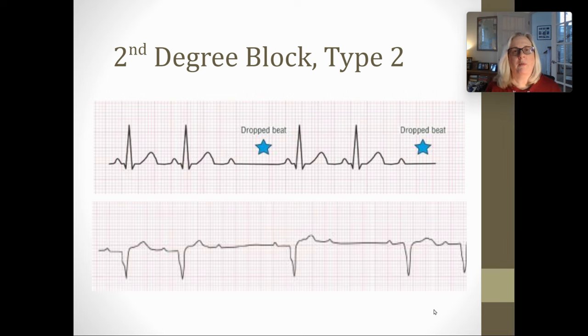Just take a look at this real quick example of the second degree block. You'll see some regular beats and then a random P wave with no QRS. And it goes back to regular. A random P wave with no QRS. And here we go here. P wave, no QRS. P wave, no QRS. The difference between secondary type 1 and secondary type 2 is that in type 1, that P to R gets longer, longer, longer before the QRS is dropped. In this one, it's normal P to R all the way through. It's just that you have P waves without QRSs randomly placed.